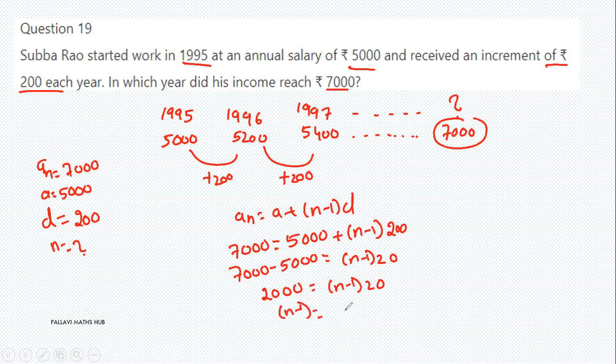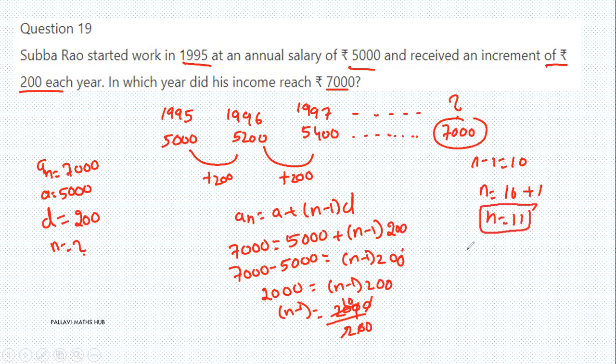N minus 1 is equal to 2,000 divided by 200. Sorry, this one is 200. 2,000 divided by 200: 2 ones are 2, 2 tens are 20, yes. So n minus 1 will become 10. So n is equal to how much? 10 plus 1.